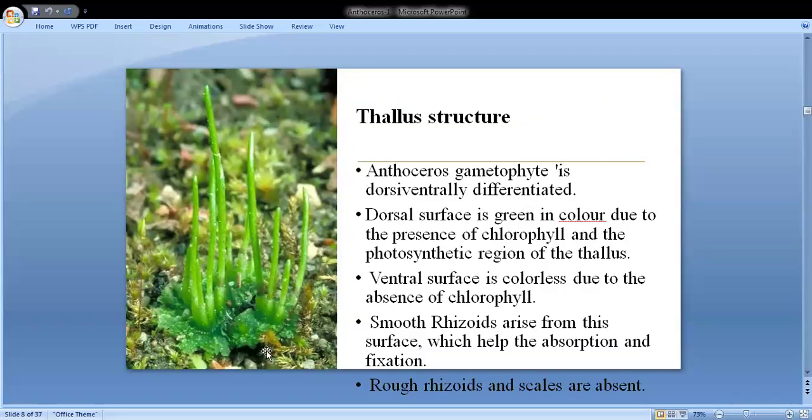Next, coming to the thallus structure. This is the Anthoceros image. See here, this gametophyte is dorsiventrally differentiated. The dorsal surface is green in color due to the presence of chlorophyll and is the photosynthetic region of the thallus. The same points were already discussed in Marchantia, so I'm going to go fast. If you have any doubt, you can ask me.